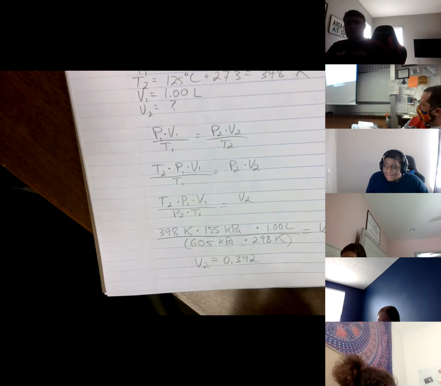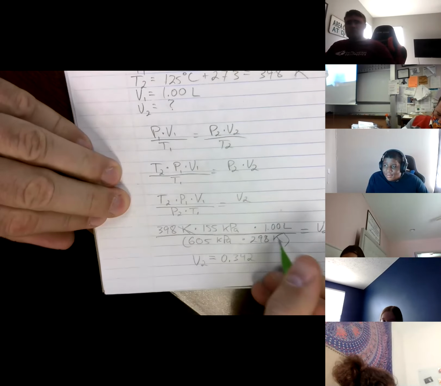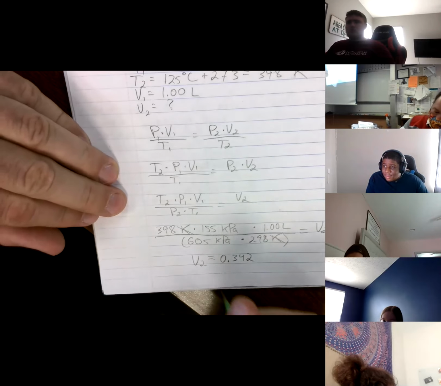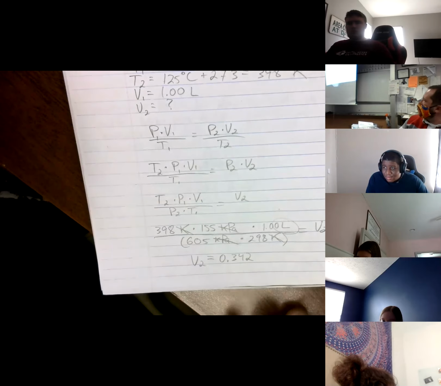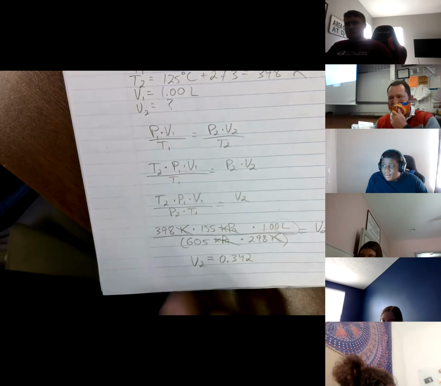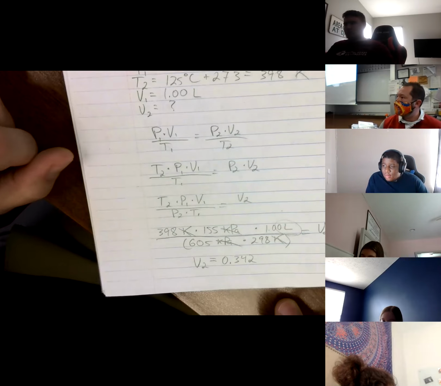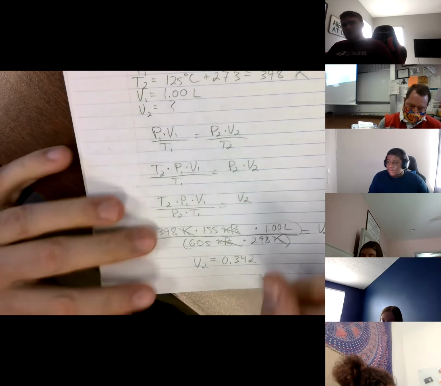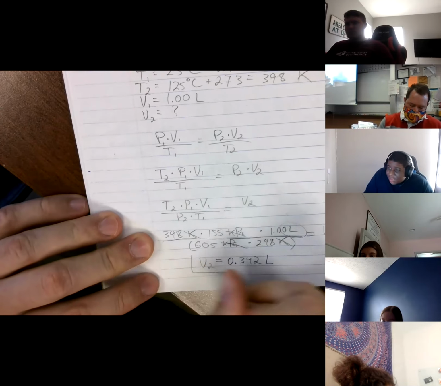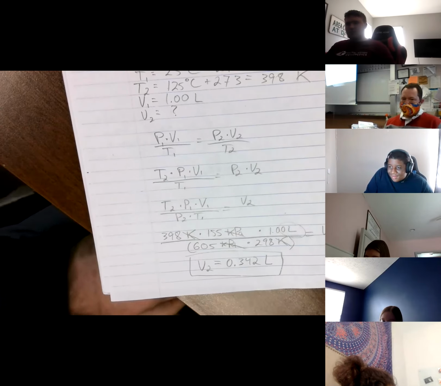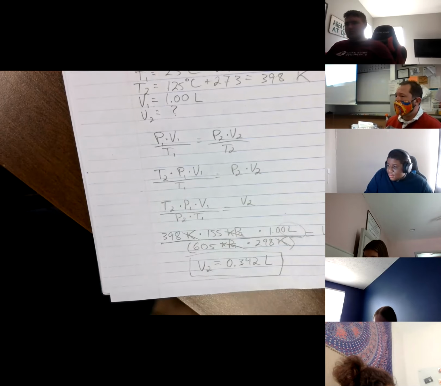Okay, let's double check. Everything cancels out. Kelvin cancels out. That's good. Kilopascals cancels out. That's good. We're left with just liters. That's excellent because we're looking for a volume, and liters is a measure of a volume. Cool.